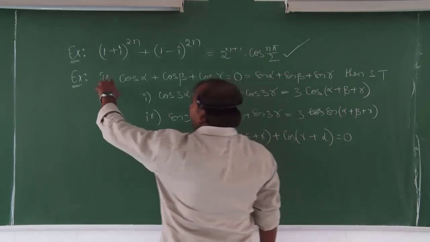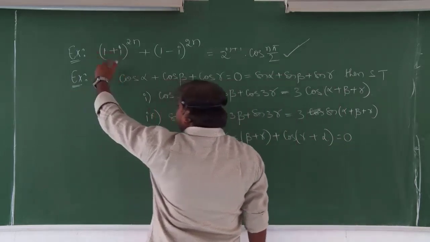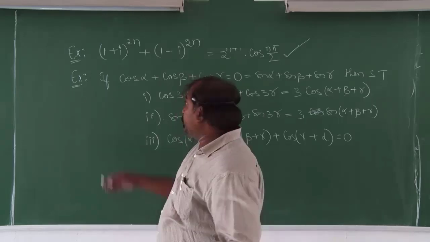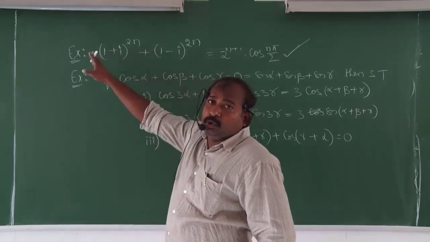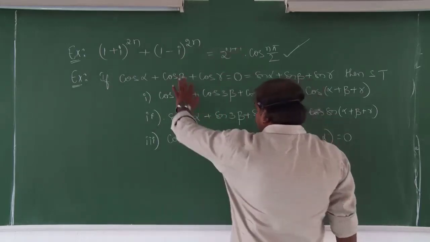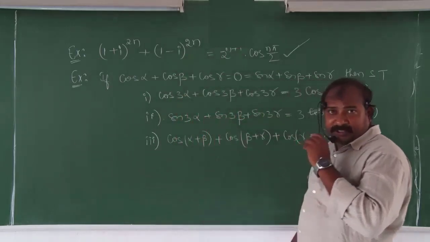Simple logic here: root 2, divide and multiply by root 2. If you multiply and divide with root 2, 2 power n, 2n is already there. So root 2 whole power 2n, multiply, divide, simplify, and you will get the answer. This value. How can you proceed?